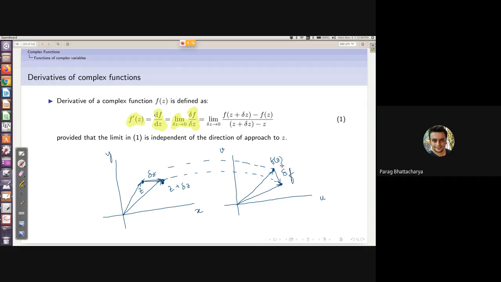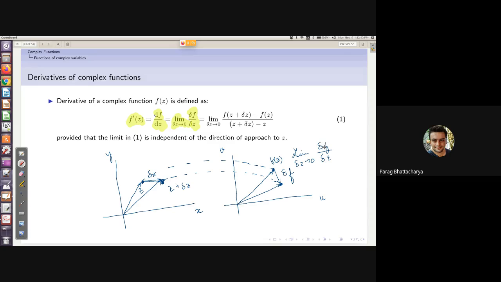So the derivative is basically this change in the complex function, that is delta f, divided by this change in the complex variable, which is delta z, and you take this in the limit as delta z tends to 0. That means you make this change infinitesimally small. So when you make the change infinitesimally small, this change will also become infinitesimally small. And if the ratio of this change by this change exists, then that is known as the derivative of the complex function at this point. Pretty much in the same way as we define real functions.